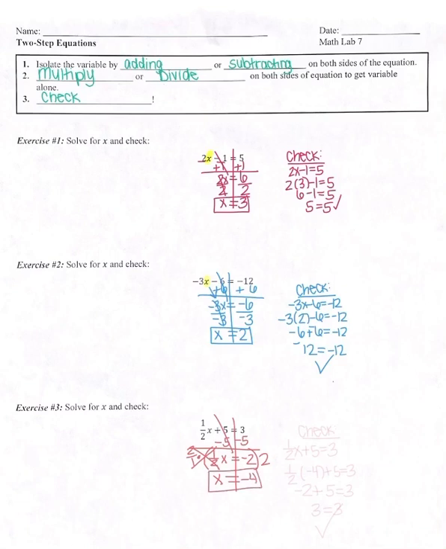And now we check. So we have 1/2 x plus 5 equals 3. Instead of x, we're going to plug in our answer, which in this case was negative 4. 1/2 of negative 4 is negative 2. Plus 5 equals 3. Negative 2 plus 5 equals 3. 3 equals 3, and it checks out.